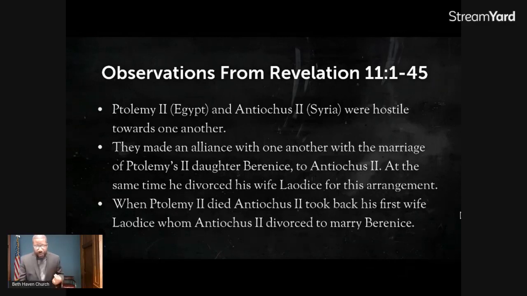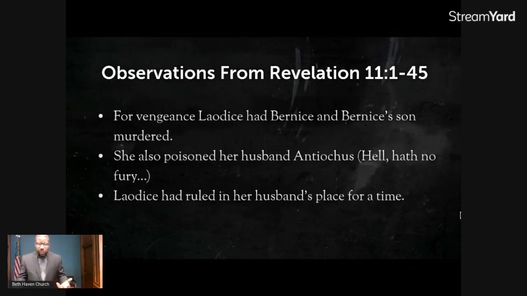When Ptolemy II died, Antiochus II took back his first wife, whom he divorced to marry Bernice. What a household, huh? So Laodice, of course, had some feelings about that. So she had Bernice and Bernice's son murdered, and then she also poisoned her husband.